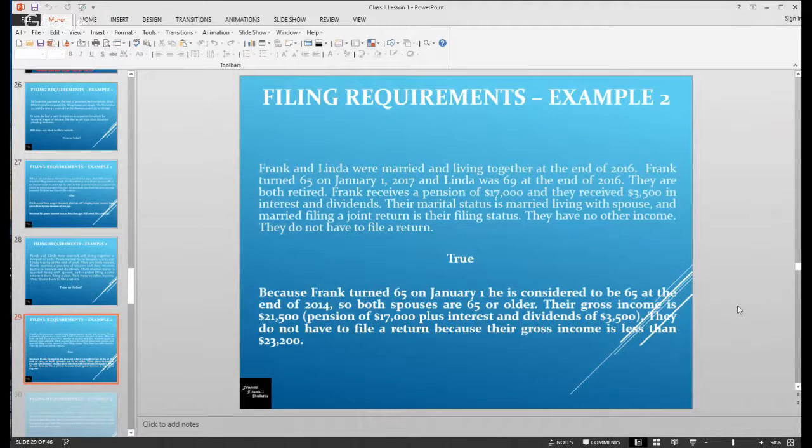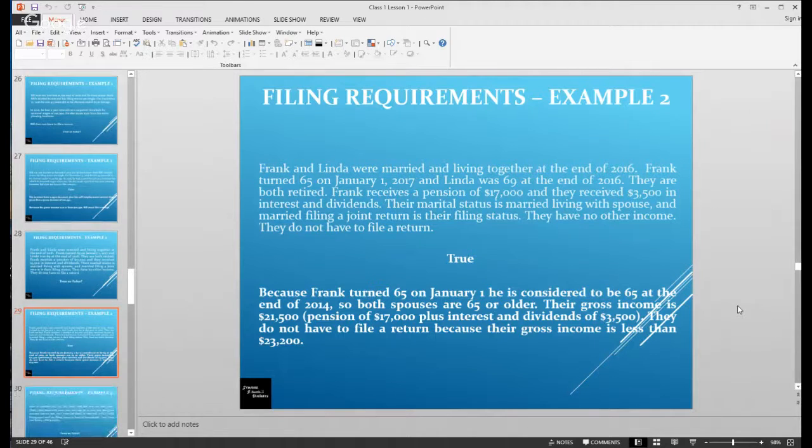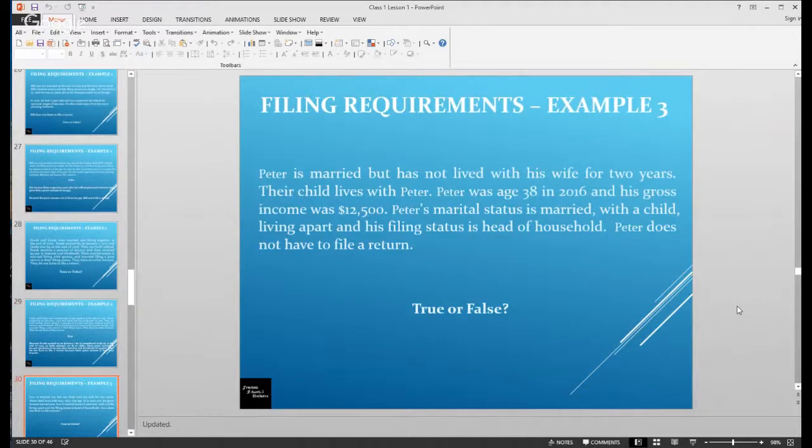And here it is true. Because Frank turned 65 on January 1st, he's considered to be 65 at the end of 2016. Both spouses would be considered 65 or older, and so the total amount of pension and dividends and interest is $21,500, and they would not need to file a return because their gross income is less than $23,200.